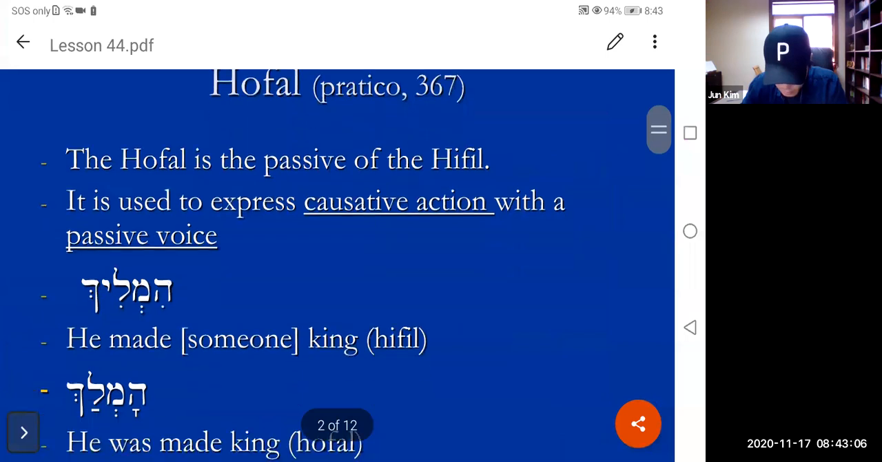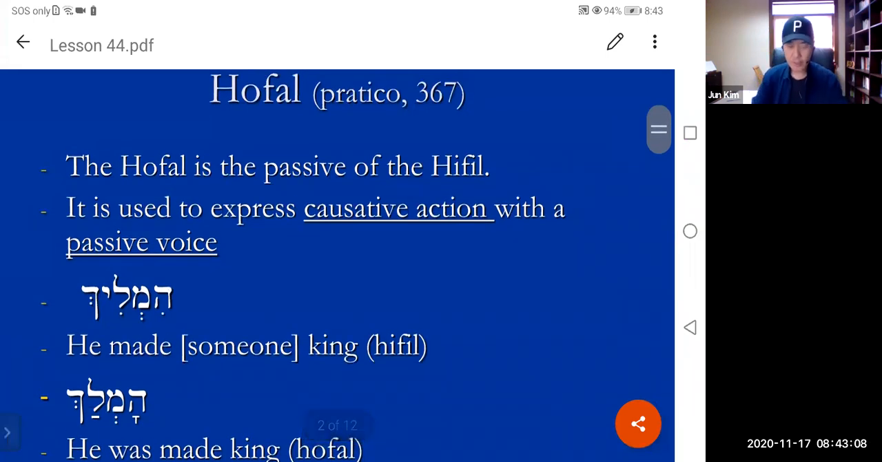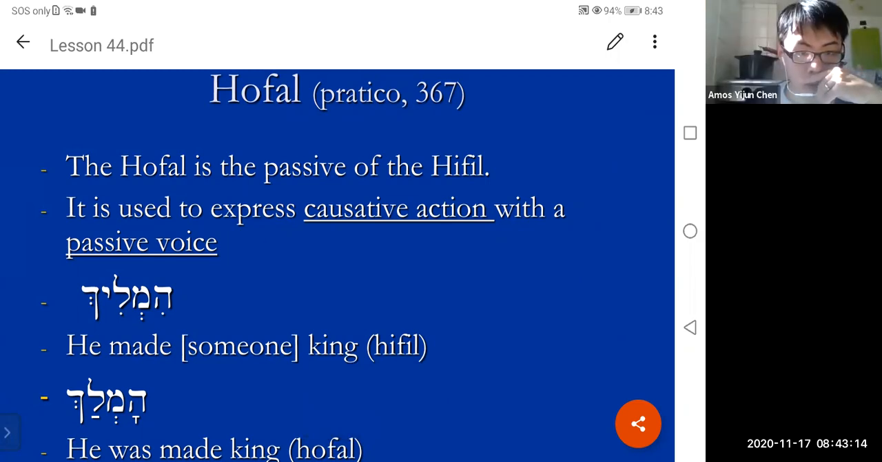Okay, let's move on, dealing with each slide. Amos, could you read? Okay, Hofal. This is from Practical 367. The Hofal is the passive of the Hifil. It is used to express causative action with the passive voice.